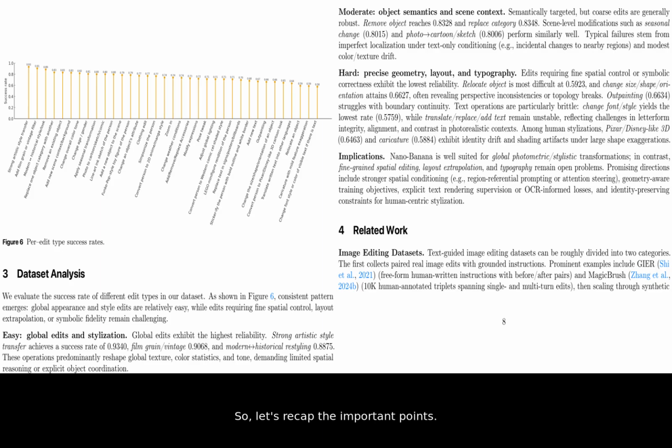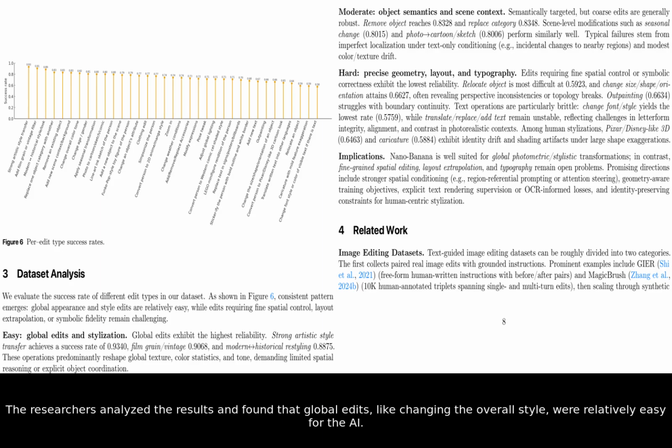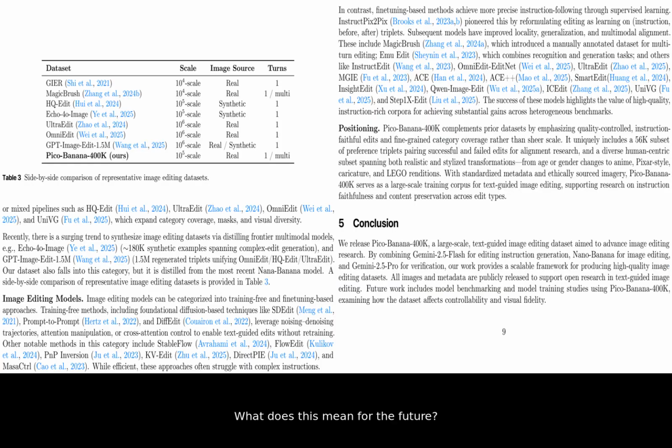So, let's recap the important points. The researchers analyzed the results and found that global edits, like changing the overall style, were relatively easy for the AI. However, edits requiring precise control, like moving an object to a specific spot or changing text on a sign, are still very challenging. What does this mean for the future?